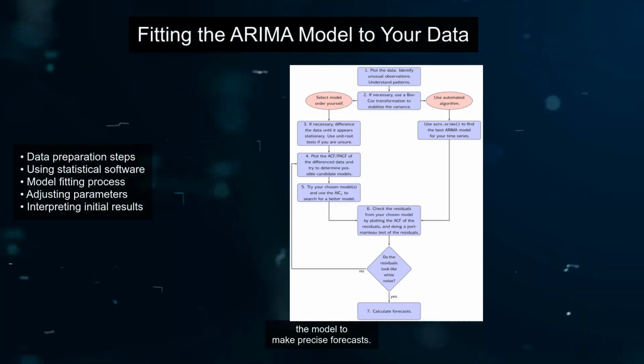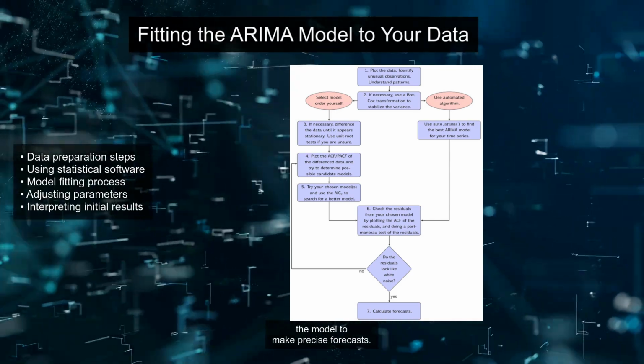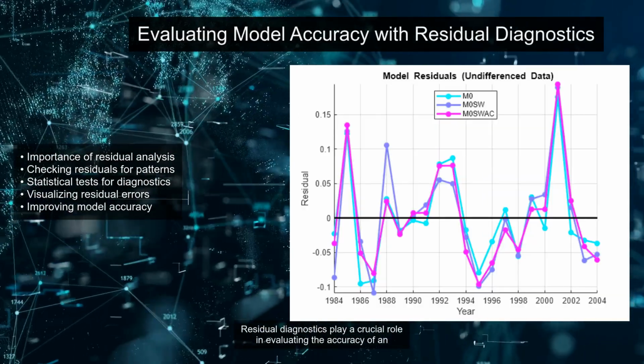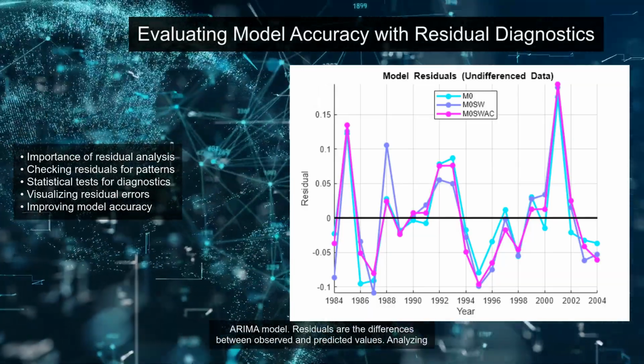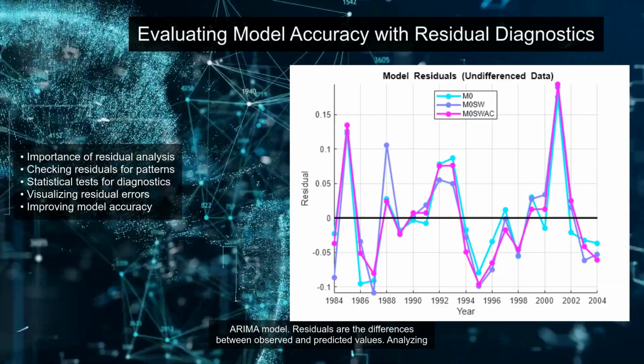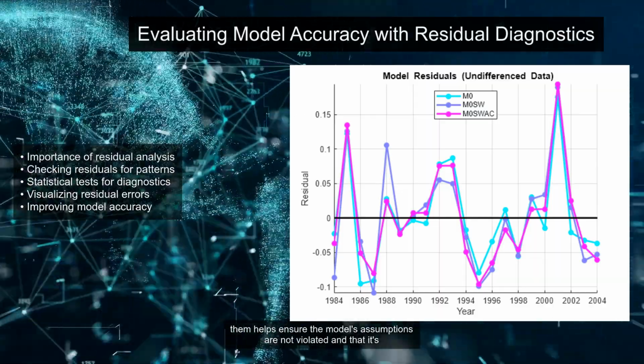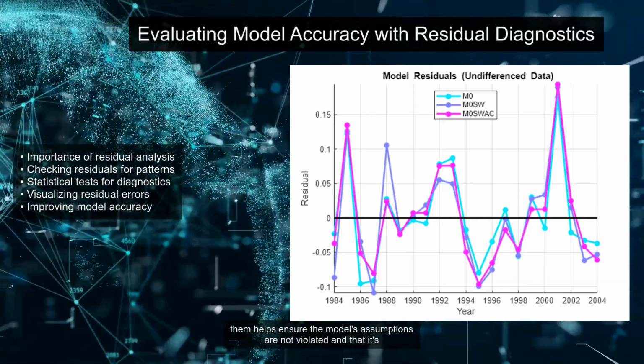This iterative process helps in fine-tuning the model to make precise forecasts. Residual diagnostics play a crucial role in evaluating the accuracy of an ARIMA model. Residuals are the differences between observed and predicted values. Analyzing them helps ensure the model's assumptions are not violated and that it's well fitted to the data.